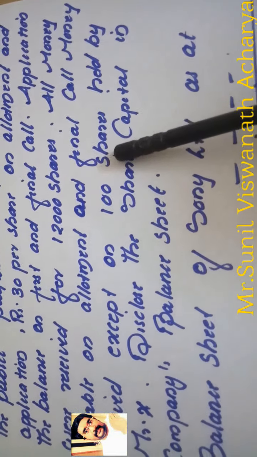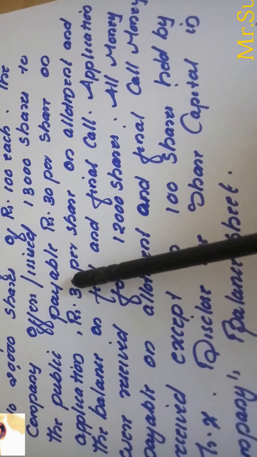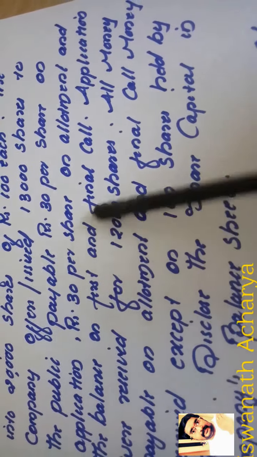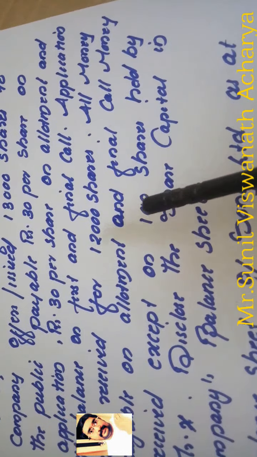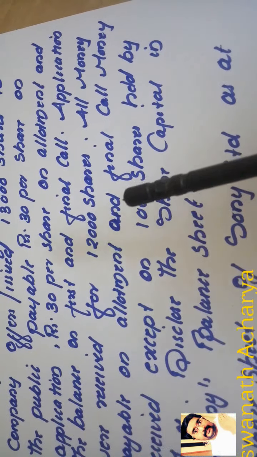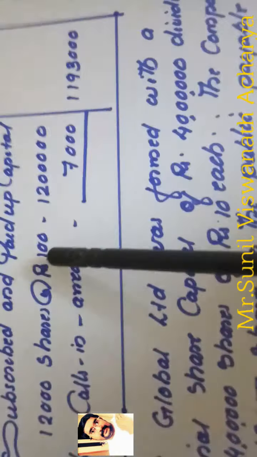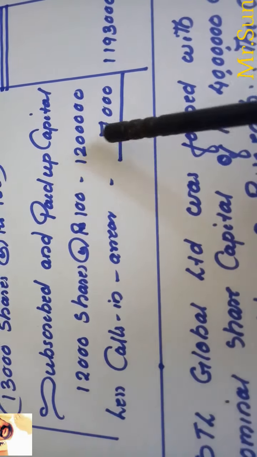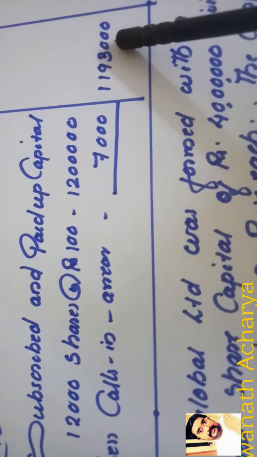The reason is that in this question, one shareholder holding 100 shares did not pay the allotment money and final call money. We know the allotment money is 30 rupees, and the balance, first and final call, is 40 rupees. So 40 plus 30, 70 rupees, he did not pay. That is calls in arrears. So 100 shares at 70 rupees each is a total of 7,000 rupees of calls in arrears. We know calls in arrears have to be deducted from the called up capital. So from 12 lakhs, less calls in arrears 7,000, the balance 11 lakh 93,000 is what the company received.